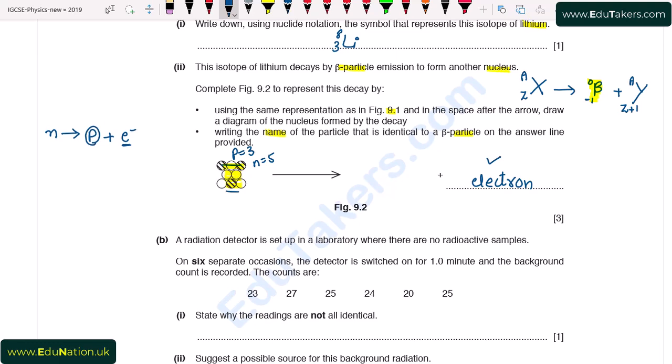Now I am going to draw. First of all, there are 3 protons. It is 1, 2 and 3. Now this proton is extra, so that there are 4 protons, and the symbol for proton is just like this.